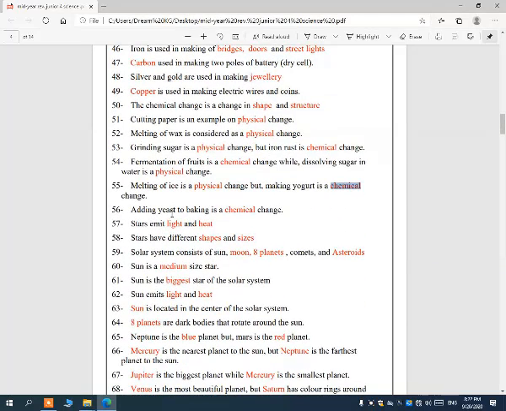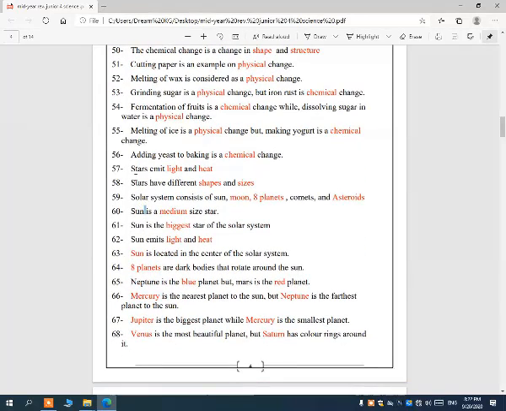56. Adding yeast to baking is a chemical change. Okay, let's go to 57. Stars emit light and heat. 58. Stars have different shapes and different sizes.